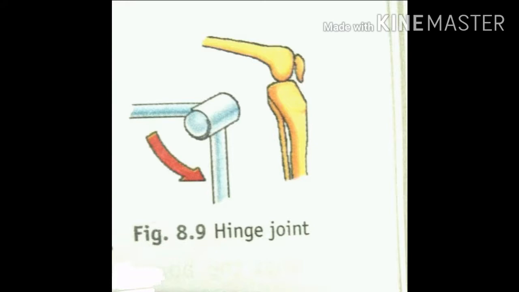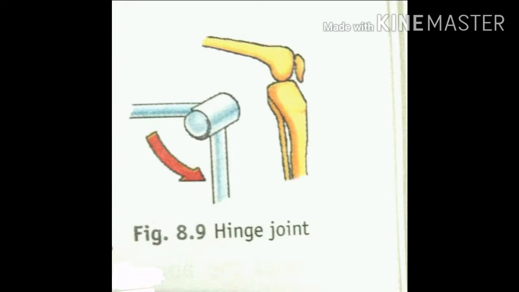Like the hinge of a door. So it's up and down or backward and forward. Such joints are called hinge joints. It's present in the knee. We can move our knee forward and backward.